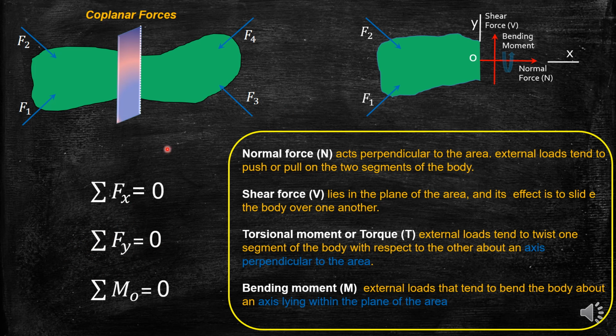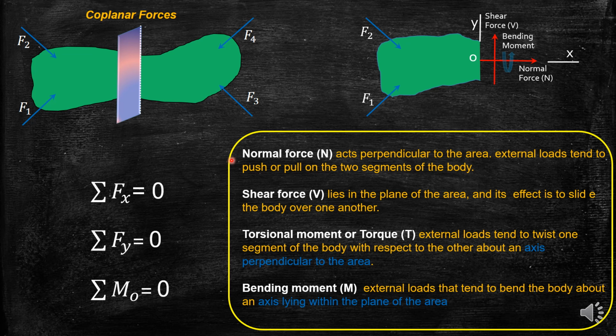So here these x and y directions are taken as drawn here. Means x direction points toward the normal force, y direction points toward the shear force. And bending moment is taken about the z-axis, which is out of the plane of the paper, and that is put equal to 0 in order to eliminate the moments caused by the shear force and the normal force. So let's quickly summarize this.